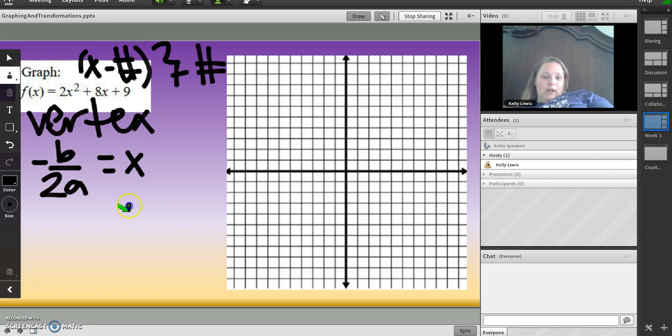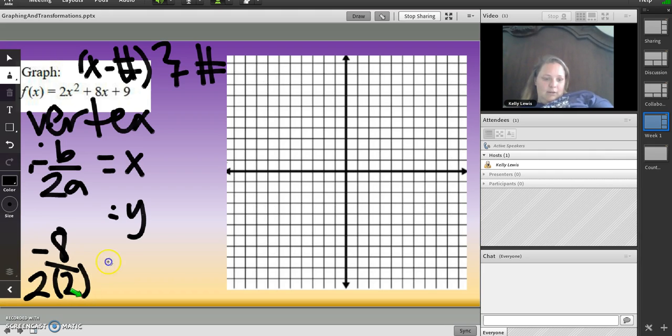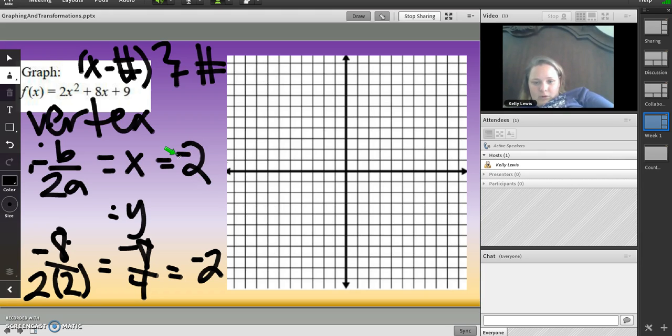And then to get the y value of the vertex, you take this and plug it in here. All right, so negative b, negative 8, over 2 times a. So negative 8, 2 times 2 is 4. So negative 8 divided by 4 is negative 2. So we get negative 2.